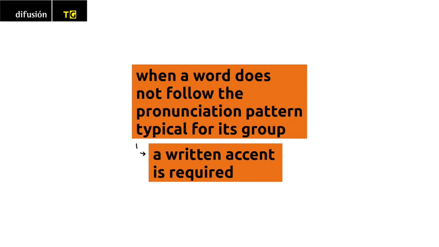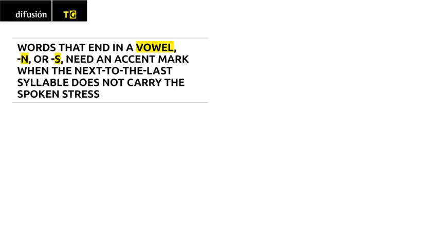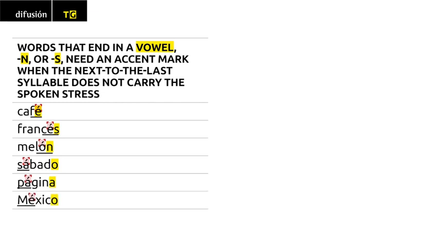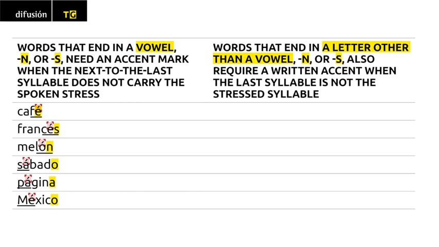For example, words that end in a vowel, N or S, need an accent mark when the next to the last syllable does not carry the spoken stress. Café. Francés. Melón. Sábado. Página. México. Likewise, words that end in a letter other than the vowel, N or S, also require a written accent when the last syllable is not the stressed syllable. Lápiz. Dólar. Fácil. Júpiter. Déficit.